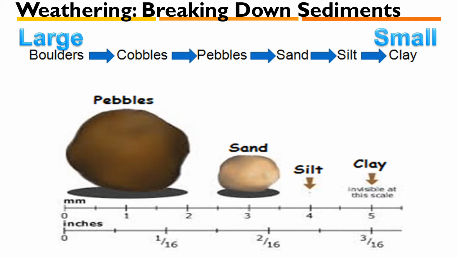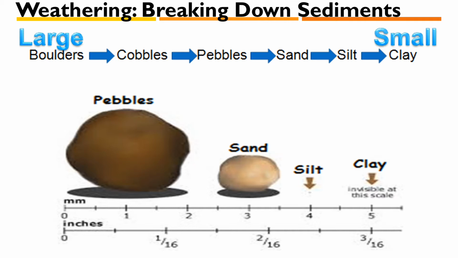Now, weathering by nature is the exact reason why we have different types of sediments. Last unit, you learned that sediments can compact and cement together to form clastic sedimentary rocks. Sediments range in all different sizes, from boulders, which can be basketball-sized rocks or larger, all the way down to the smallest sediment type, which is clay, which can't even be seen by the naked eye.